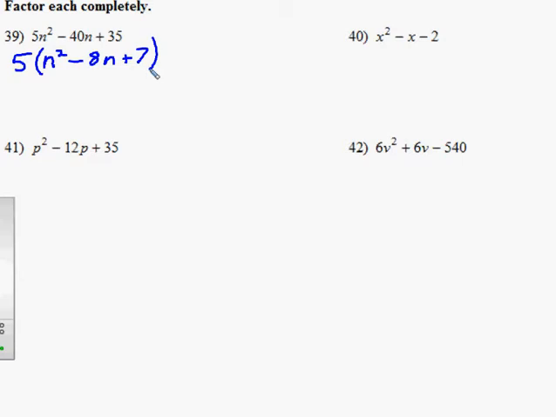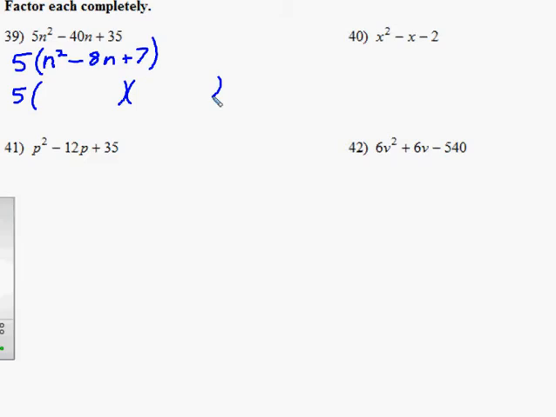Now what we want to do is see if we can continue factoring that trinomial. And so what we do when we factor a trinomial is we're going to keep our 5 here. Don't forget to put the 5. We're going to put 2 sets of parentheses because we're going to try to figure out if there's 2 binomials, or two-termed polynomials, that multiply to equal n squared minus 8n plus 7.